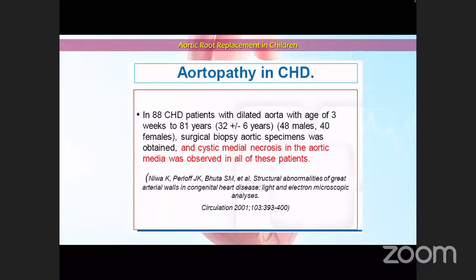This is just an old paper published in Circulation in 2001, where actually they looked at 88 congenital heart disease patients with dilated aorta. And this was a very large spectrum of age, starting from 3 weeks to 81 years. Mean was 32 plus minus 6 years. There were 48 males and 40 females. And in those patients, they had surgical biopsy of the aortic wall.